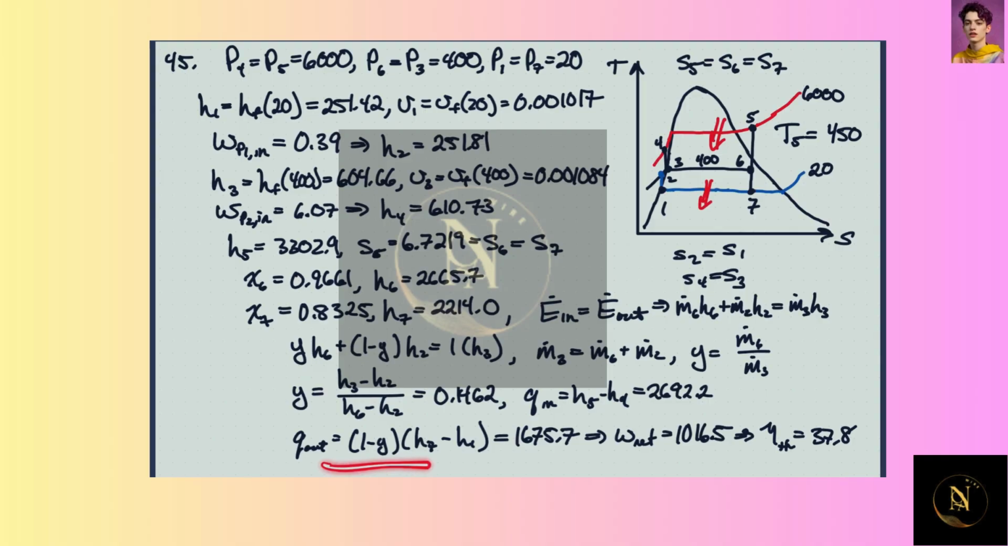We have all these values, so we can plug them in and we get the heat transfer out is about 1,676 kilojoules per kilogram, which means the net specific work coming out is about 1,617 kilojoules per kilogram. And so now we can get the efficiency just as this value divided by this value. And that winds up being 37.8%.